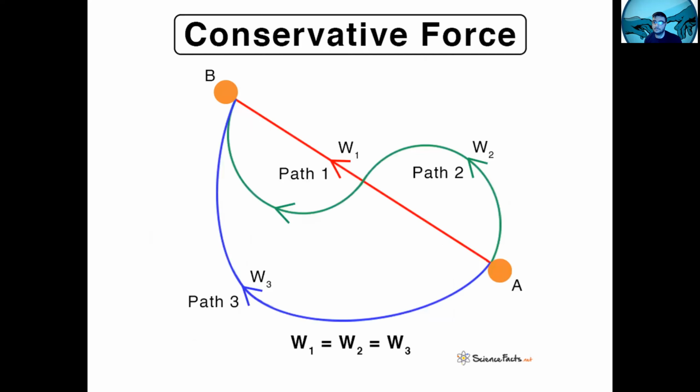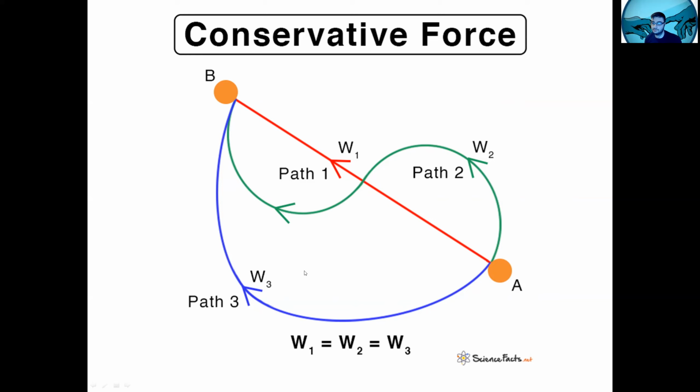What does this mean? Whenever a force is applied to an object, that force does work on the object. What conservative forces means is that no matter which path the force takes, whether it takes this red straight line, this curvy green line, or this blue path from point A to point B, it doesn't matter. The work done is the same regardless of which path you take.